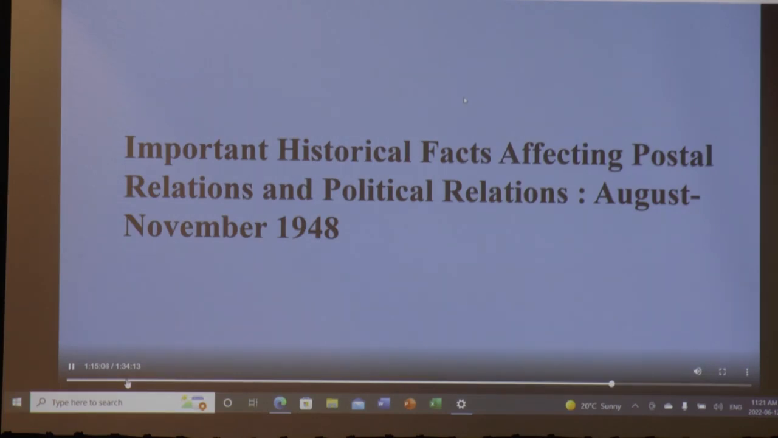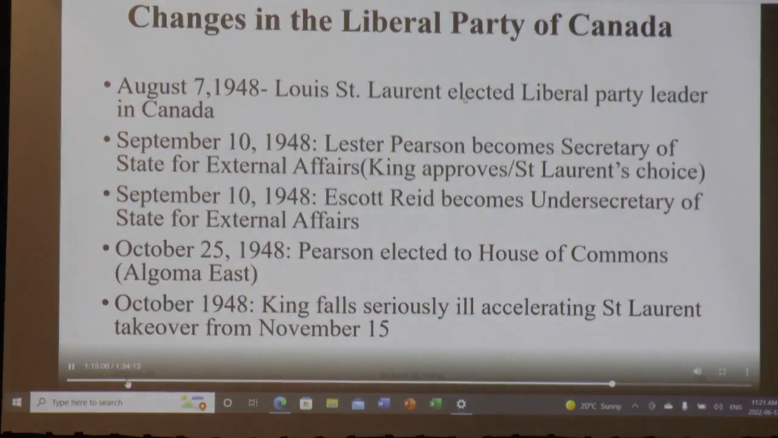So why do things actually change? What's behind all this? And this is one of the most important slides in this whole deck. Louis Saint Laurent becomes the Liberal leader in August of 1948. Pearson becomes the Secretary of State in September of '48. Scott Reid becomes the Undersecretary. And by the way, in order to become the Secretary of State, Lester Pearson had to get elected to the House of Commons.